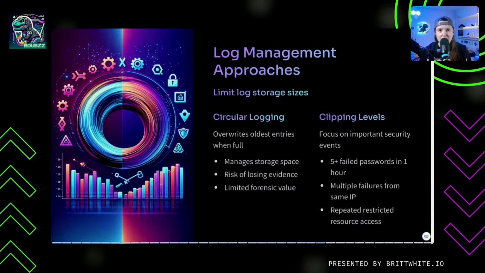Here's some examples of how we set up clipping levels. One common approach is to configure our systems to start logging after we see 5 failed password attempts within a 1-hour window. This would help us catch potential brute force attacks where someone might be trying to guess passwords. Another important scenario we monitor is when we see multiple failed login attempts coming from the same IP address. This is often a clear sign that someone might be attempting to break into the system, rather than just a user who forgot their password.